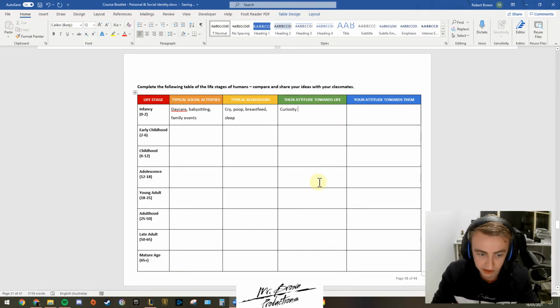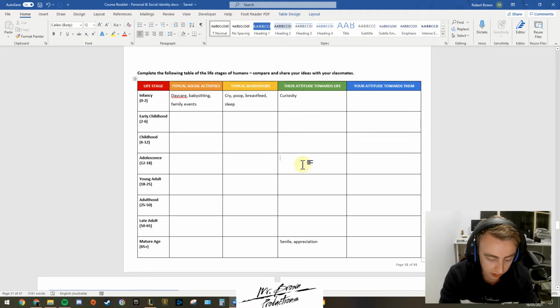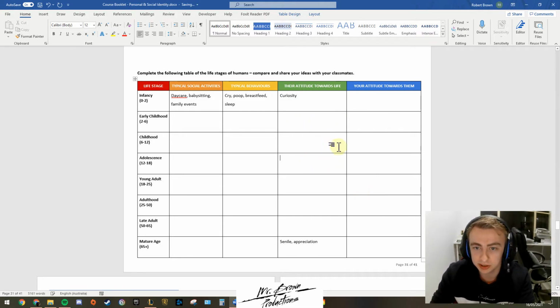But say for example, if we get to someone who's a mature age, a lot of the time their attitude towards life is they might appear senile, or they could generally have a great appreciation for life because they've been through so much. Say an adolescent's attitude towards life might be that they're unhappy with where they're at, or their general attitude is a lot of risk taking. What do the kids say? YOLO, living in the moment, that kind of thing. Okay, so attitudes towards life can change depending on your life stage.